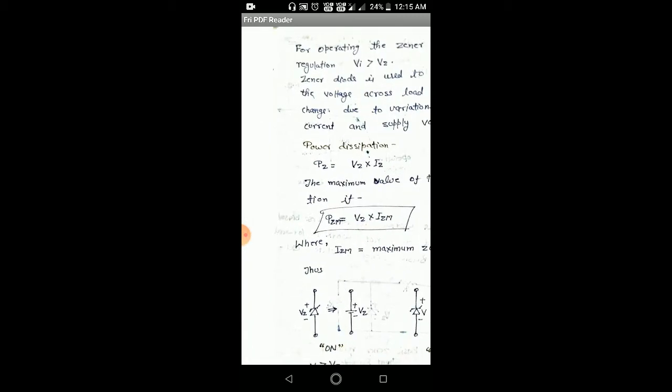Here in this diagram we can see Vi is the supply voltage. When the supply voltage is greater than Vz, then the Zener diode will operate. The Zener diode is used to regulate the voltage across the load against changes due to variations in the load current and supply voltage. Thus the Zener diode acts as a voltage regulator.